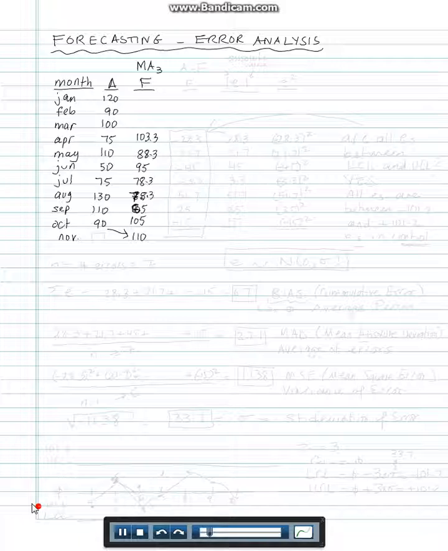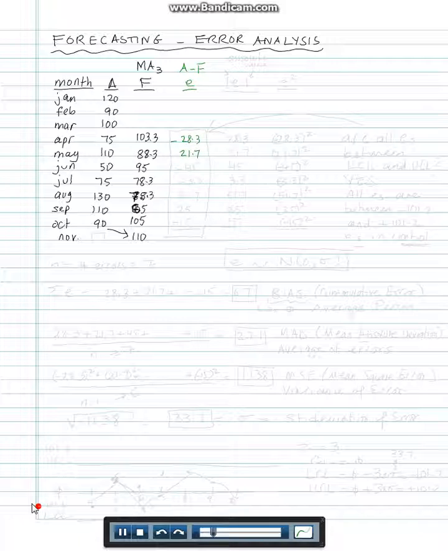There's a lot of errors talked about in your book, but the errors I focus on in this chapter are the following. Little e is the forecast error, and that would be actual demand minus the forecast. So the earliest you can calculate an e is in April. There is no forecast in January, February, March for a 3-period moving average. So the earliest you can calculate it is in April. 75 minus 103.3 is negative 28.3. May, 110 minus 88.3 is 21.7.